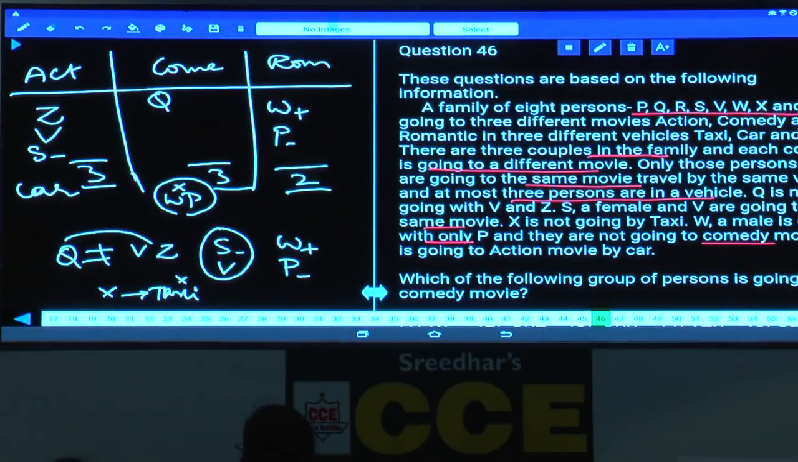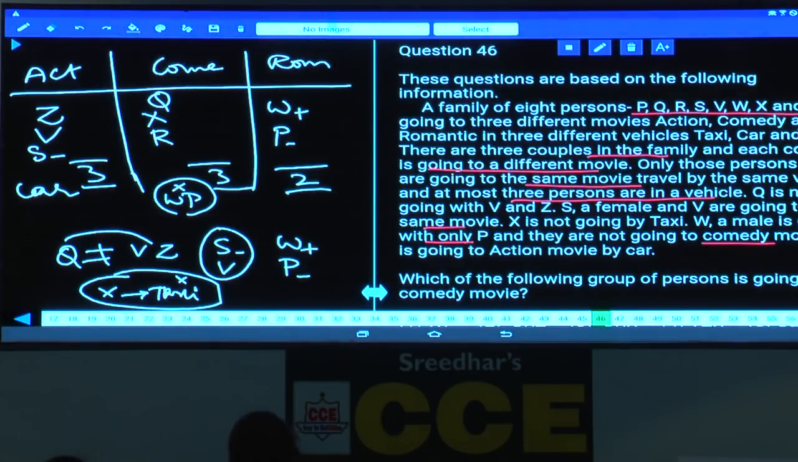And where should this X go? X must go to the comedy movie. And in total, 3 persons must go to this comedy movie. Then who is the person left over here? R is the person left over. Q, X and R are the 3 persons going to the comedy movie. Z, V and S are going to the action movie. And W and P are going to romantic. Out of which this X is not traveling by taxi.